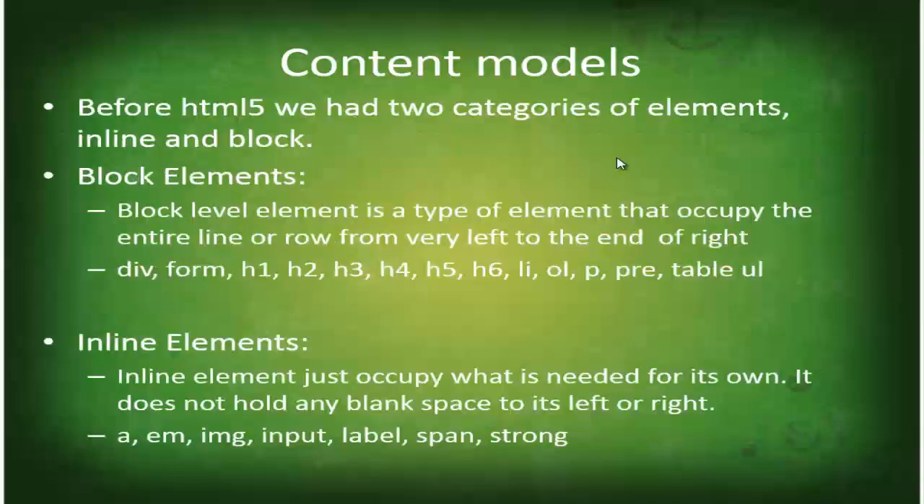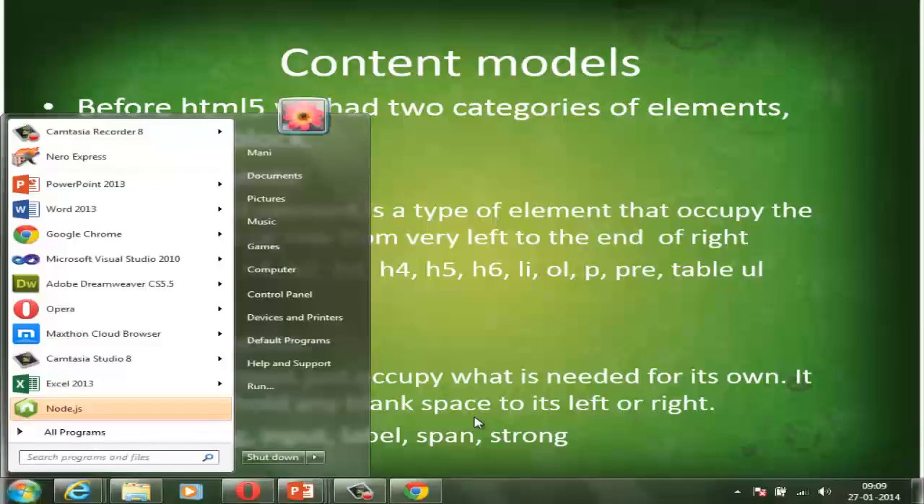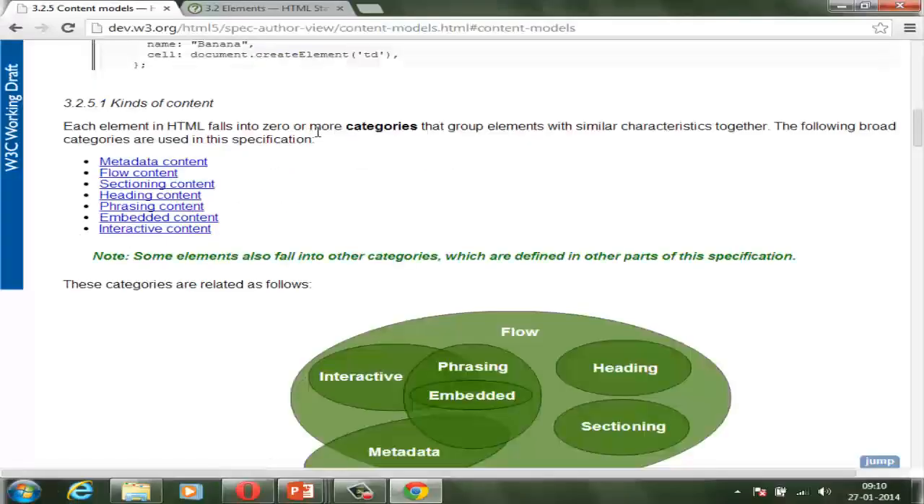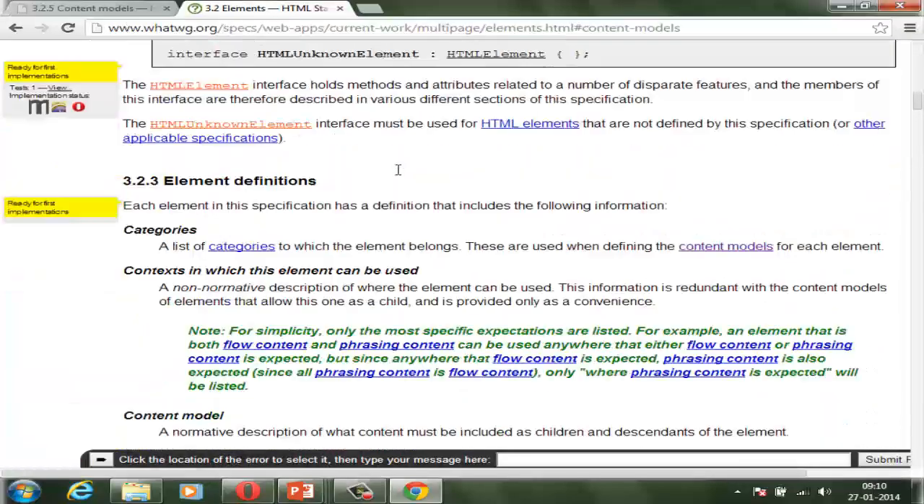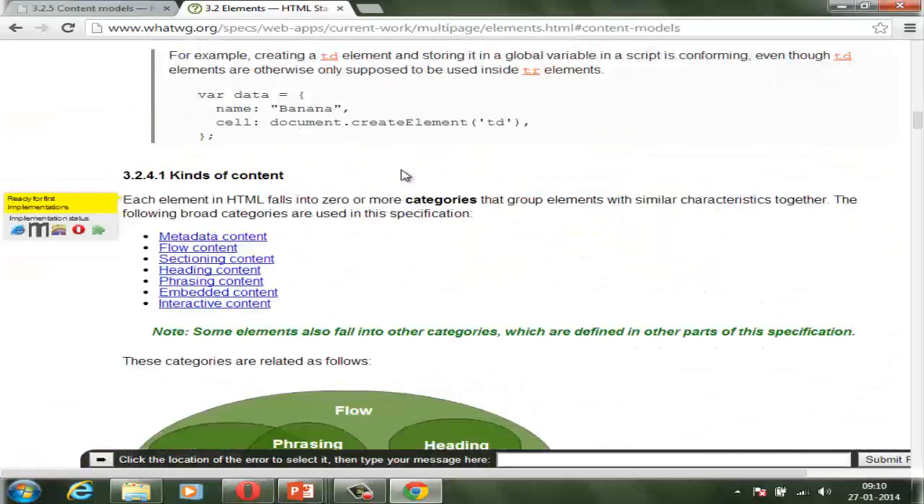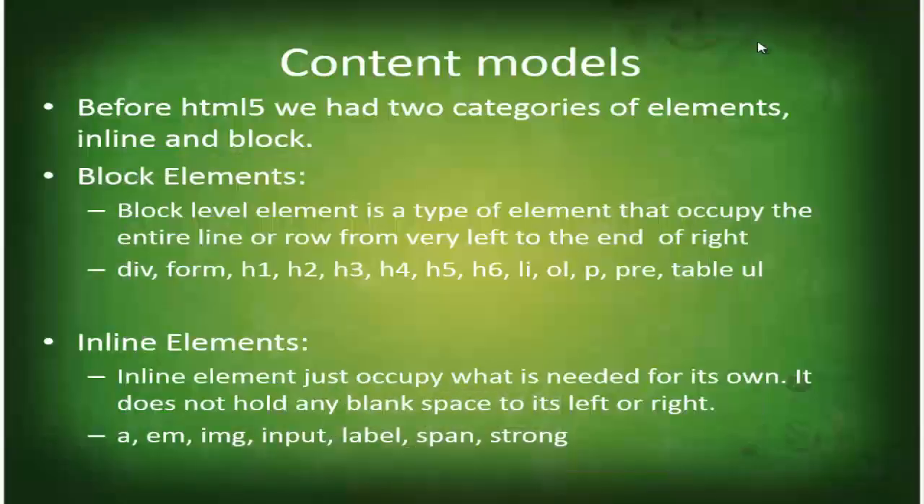I told you that in the old version, HTML 4.0, there were two models available, and the model had only two types of element: the block element and the inline element. This is the spec given by the W3C. The other spec is the content model given by the WHATWG, and both vary slightly in their specification, not in this respect, but in other specs. So let's look at what the block element and the inline element are.